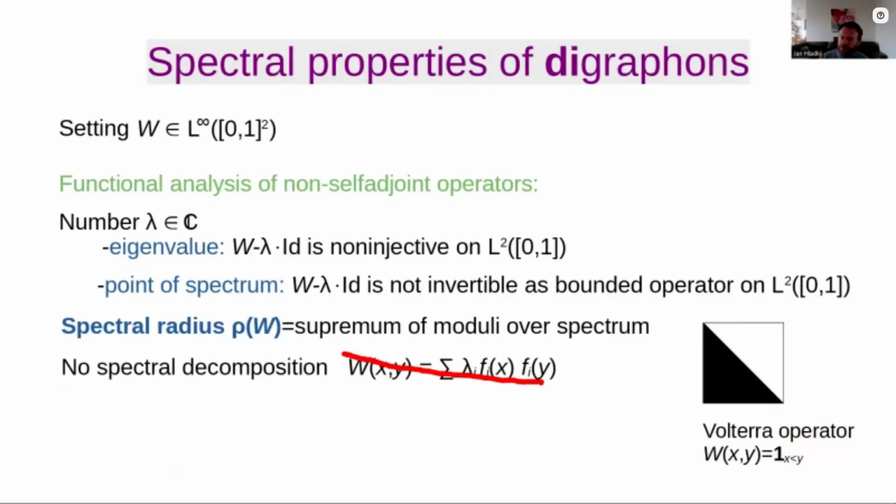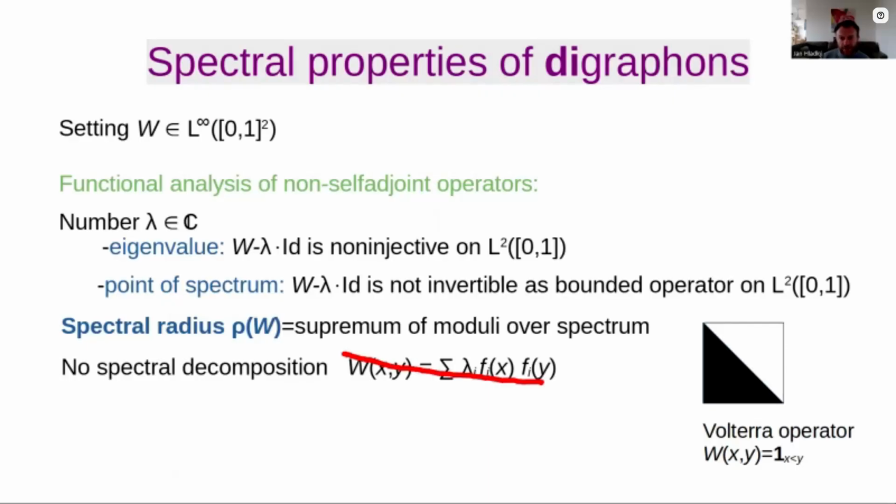Okay, so now let's move to digraphons. Now, what are digraphons? I haven't mentioned that. And why am I talking about them here? So first, why am I talking about them here? It will turn out that to analyze this inhomogeneous random 2-SAT, digraphons arise.